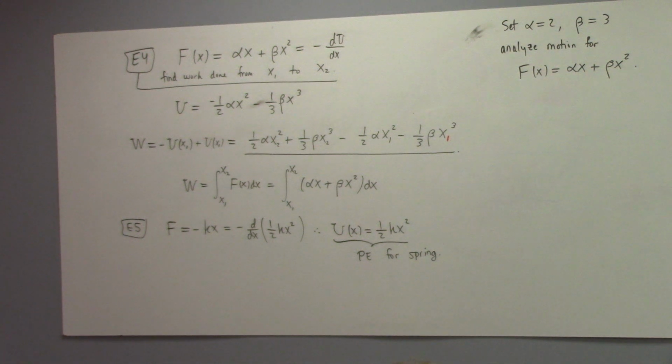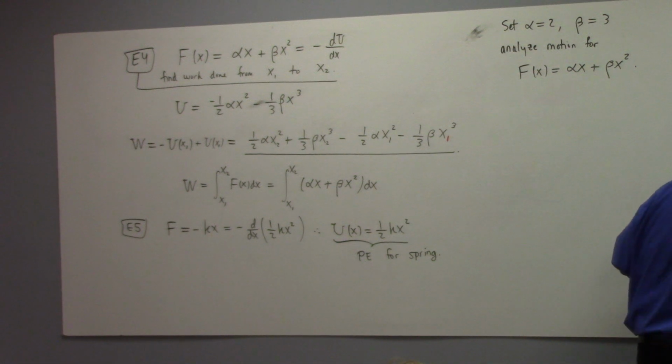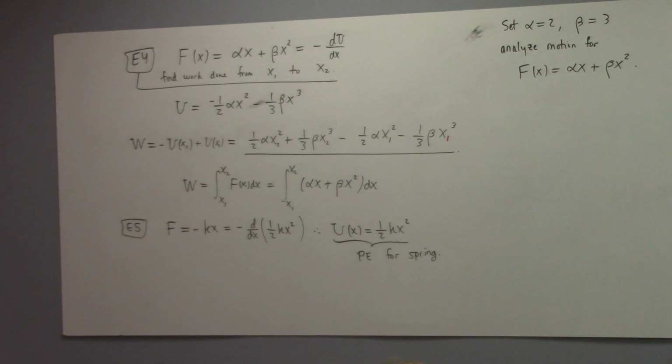So we need some tools that I haven't quite explained to you yet. Let's do that. It turns out we can analyze the motion by making a graph of the potential energy function. And if we make a graph of the potential energy function, we can analyze possible motions.